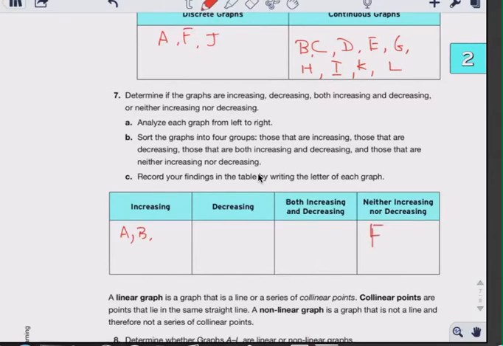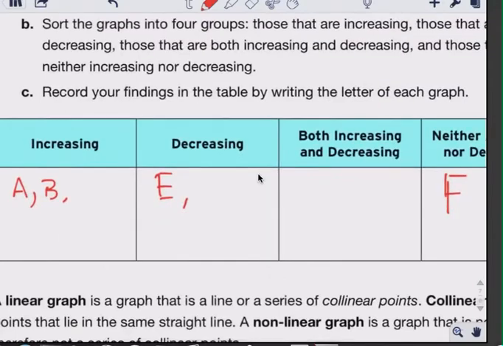Decreasing, who has decreasing? What's your name? Andrew. E, what else? That's it? There has to be more decreasing than that. K, what else? Is that it? E and K, is he right? Yes. E and K. So your table got it. Your table all agreed to it? All right.